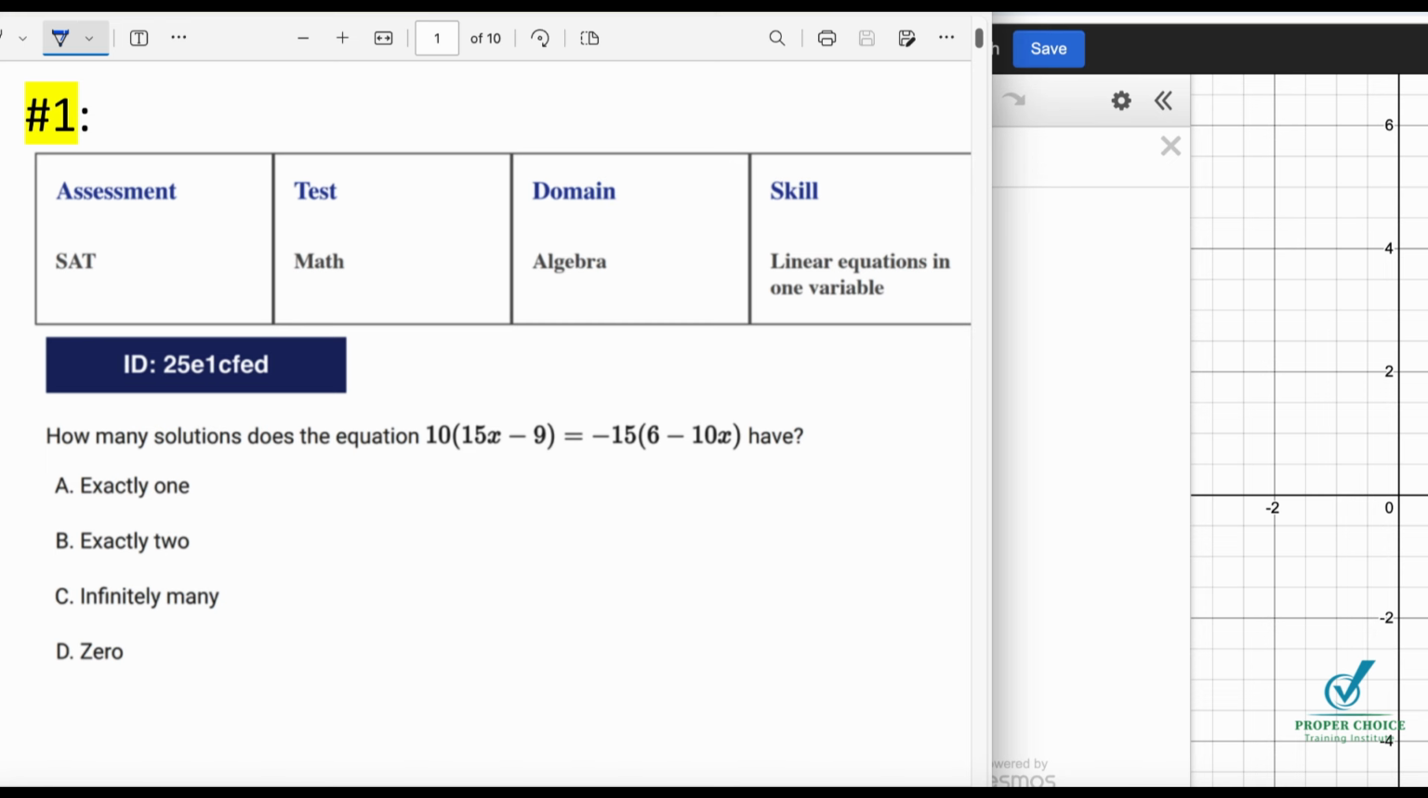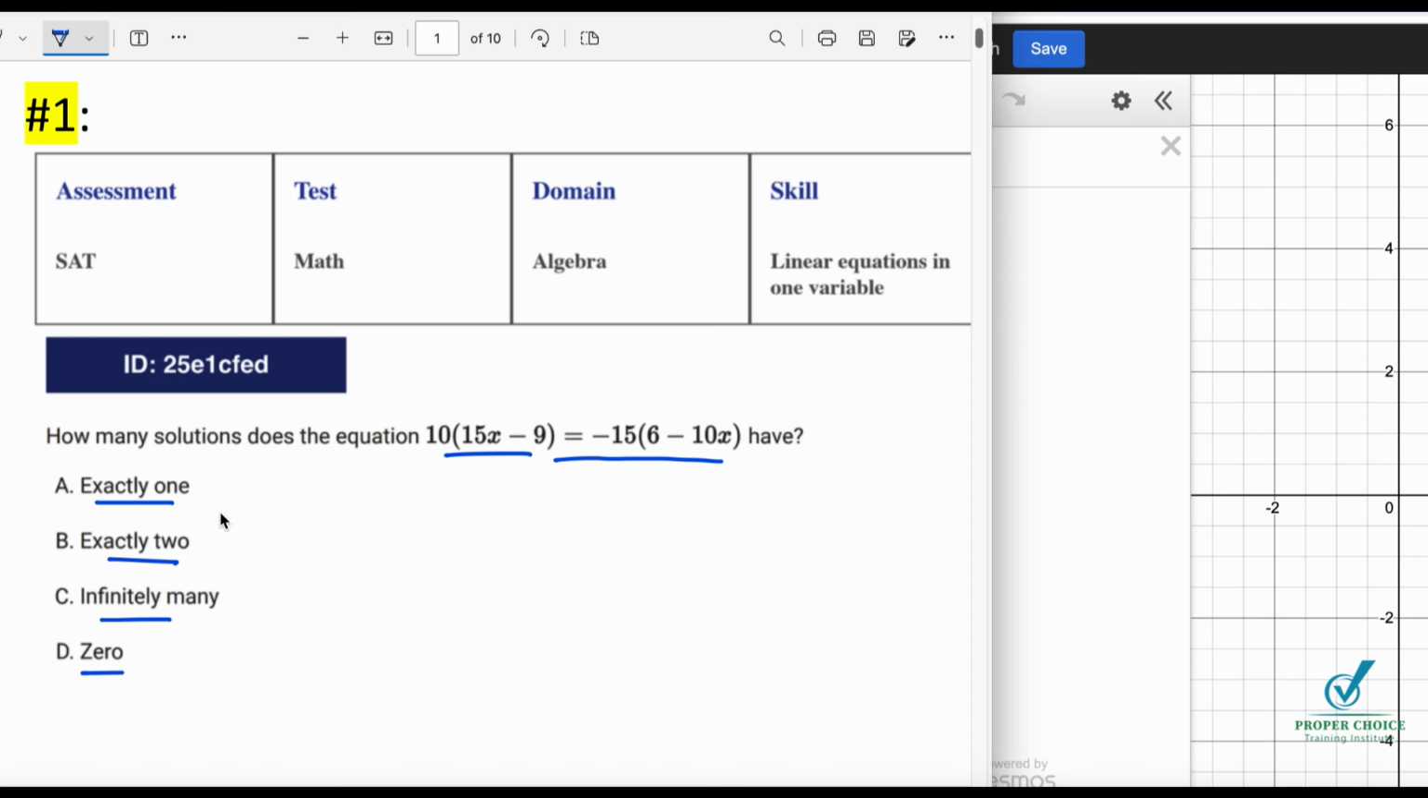It says, how many solutions does the equation have? So they have given us an equation. This equation has how many solutions? And if you look into the options, it says exactly one solution, exactly two solutions, infinitely many, or zero solutions. You should know the definition of each option to answer these kinds of questions.